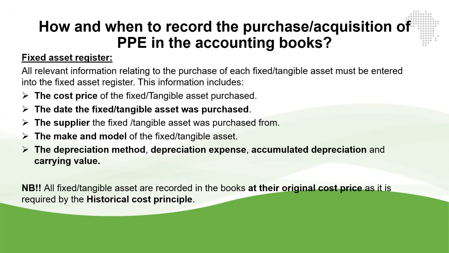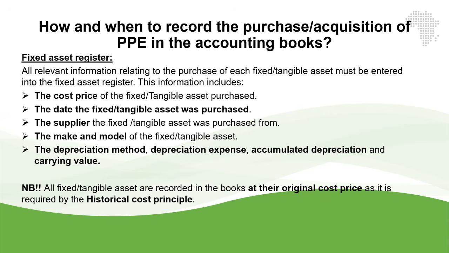In this fixed asset register, the information that will be included, you will see the cost price. You will know exactly how much maybe your machinery cost, or the vehicle or the delivery van. It will be recorded where? In your fixed asset register. The date you have purchased that asset will also reflect on your fixed asset register. The supplier that you bought these fixed assets from will also be shown in the fixed asset register. The make or the model of that property, plant and equipment. If it's a motor vehicle, what type, what model, you need to record that on your fixed asset register.